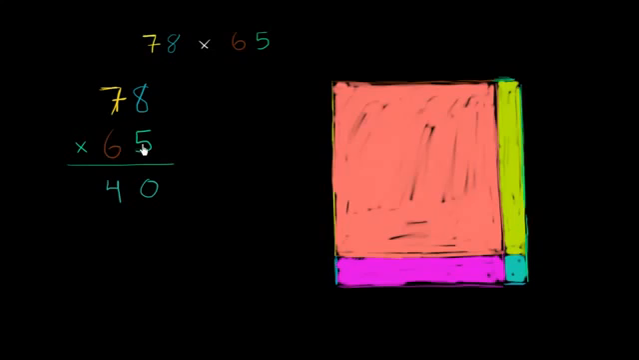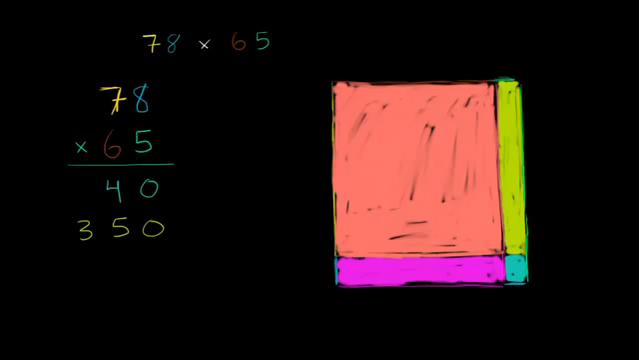Now I'm going to multiply the 5 times the 7. And we have to be a little bit careful here because this isn't just any 7, this is a 70. So what is 5 times 70? Well, 5 times 7 would be 35, so 5 times 70 is 350. So I'll write that down, 350. So just as a review, 5 times 8 is 40, 5 times 7 is 350. If you add these two together, this is going to be 5 times 78.